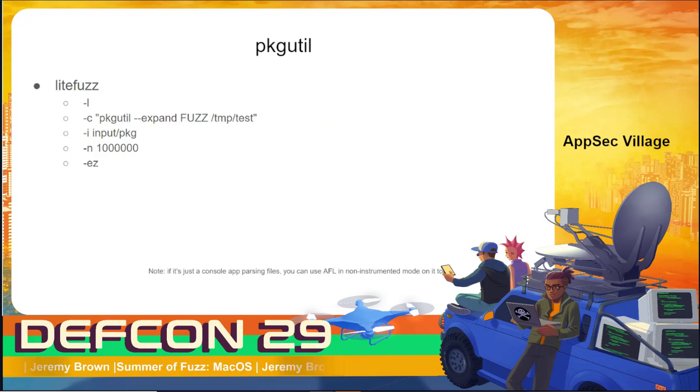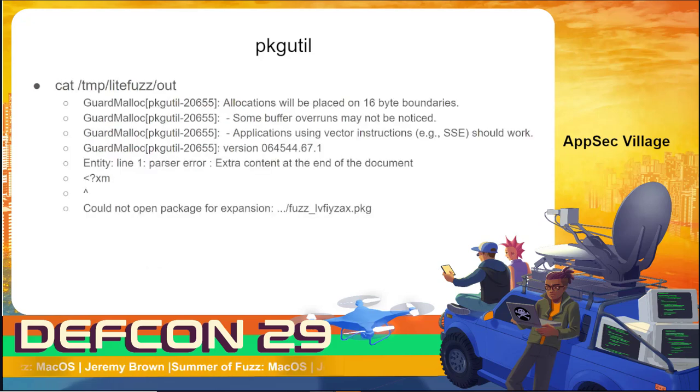Package util is a command line app, so super easy to fuzz. You could even fuzz this with AFL in non-instrumented mode if you wanted to. Like I said, for this scenario, you could use AFL, but we can also use LightFuzz for it. And I guess one of the advantages there is turning on the malloc debuggers if you use LightFuzz for fuzzing package util.